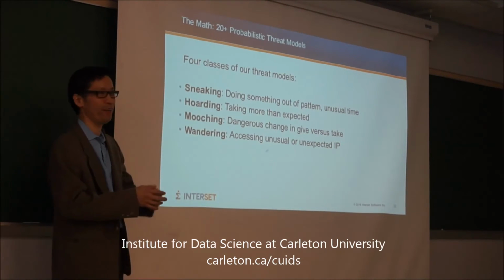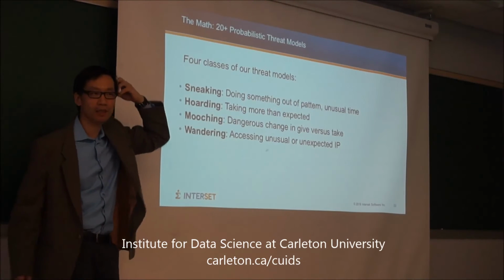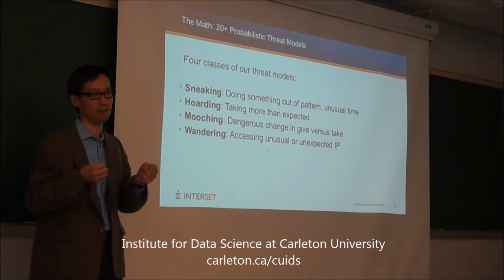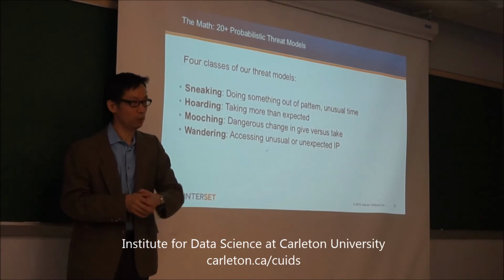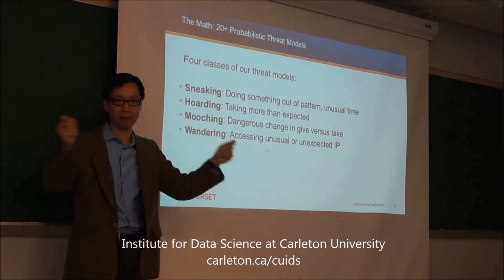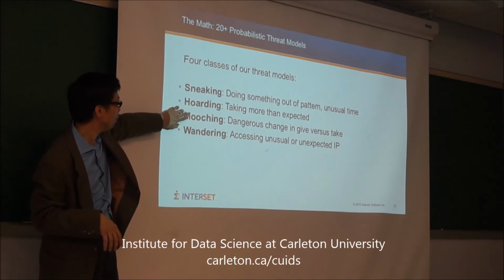We didn't want to give them fancy math terms, but we have models that we call sneaking models. That's when you're doing something outside your normal behavioral pattern, sneaking around at 2 in the morning. Hoarding is when you're taking a lot of stuff in a short period of time, or taking small bits of stuff over a long period of time, trying to go low and slow, as I said before. We have models that work for that. Mooching is really cool.